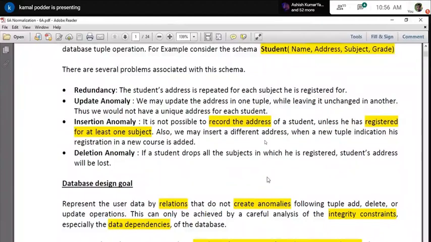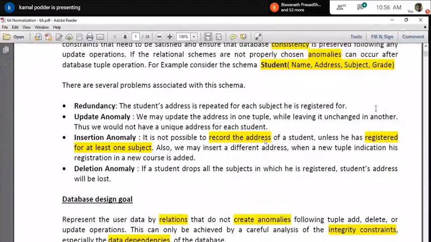And another is the deletion anomaly. If you drop a student, all the subjects in which he is registered and the student address will be automatically deleted. Now if you drop that particular student, that means his address information is also missing. But it might happen that after you leave the institute, I might need to contact you for a different purpose. So unnecessarily I am deleting the record as well as all of your information, which might be required in the future.